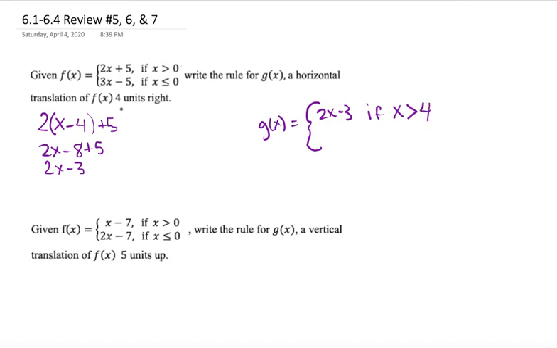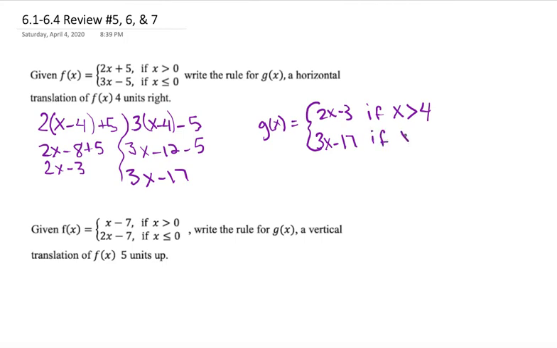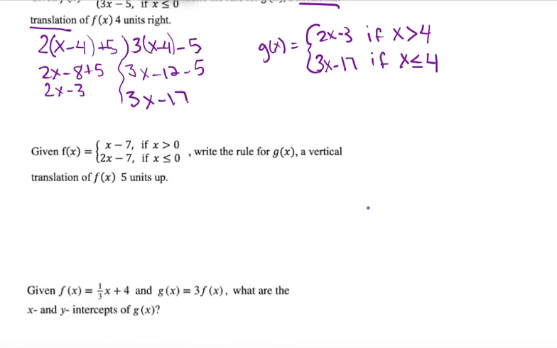We'll do the next part of this, the 3x minus 5. Instead of x, I'm going to put x minus 4, and then minus 5. So I have 3x minus 12 minus 5. So I have 3x minus 17. And again, instead of writing less than or equal to 0, I have to add 4 onto that. So only when it's a horizontal translation do I need to worry about the domain. Let's look at the next one.